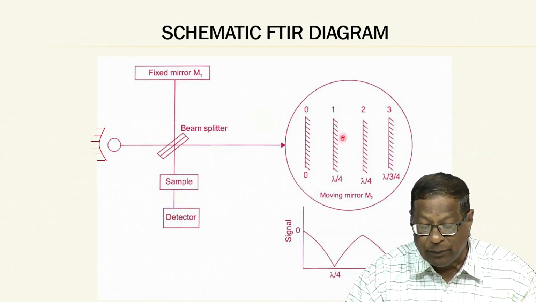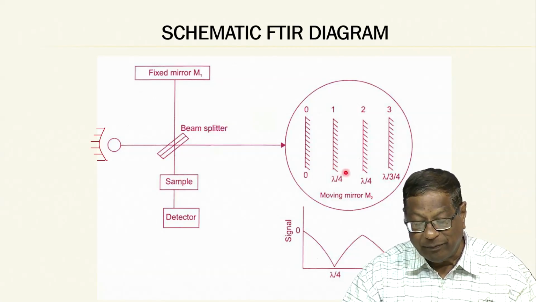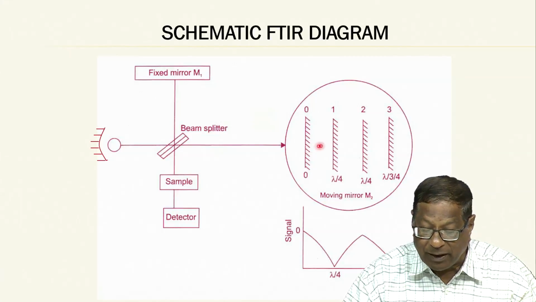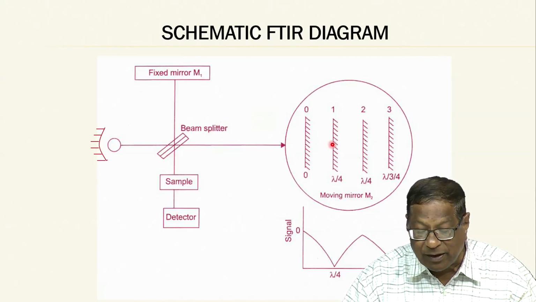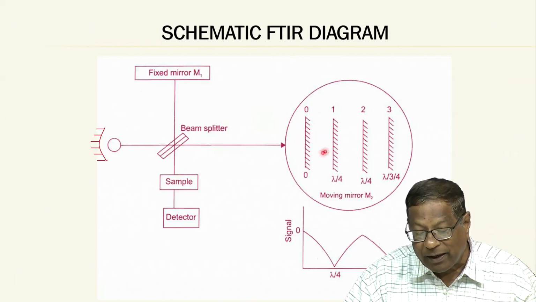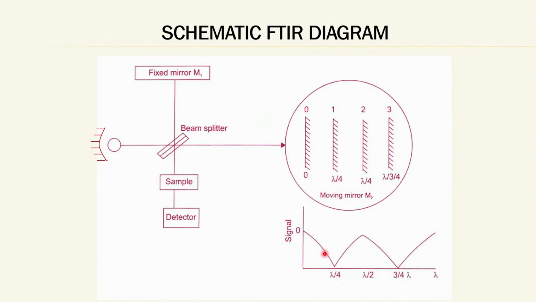Here, let us say I have moved it by one wavelength. You remember we have taken only one wavelength, so I am taking lambda by 4 amplitude. The mirror has moved here, and that means the distance between this and this is increased by this much. Look at my pointer. Here 0 is the maximum signal, and then it keeps on decreasing. When it comes to lambda by 4, the interference is complete and there is no signal.